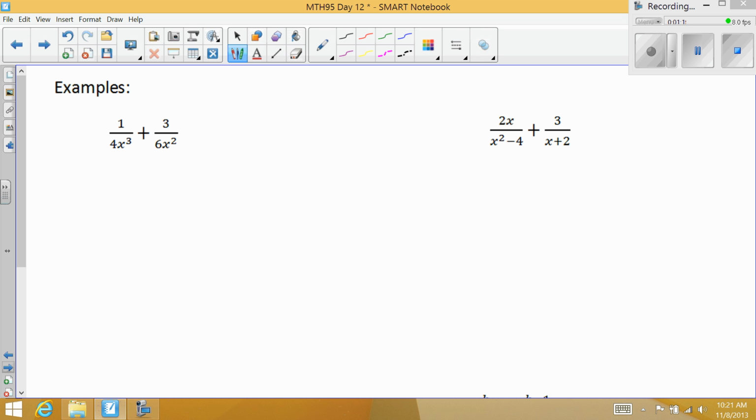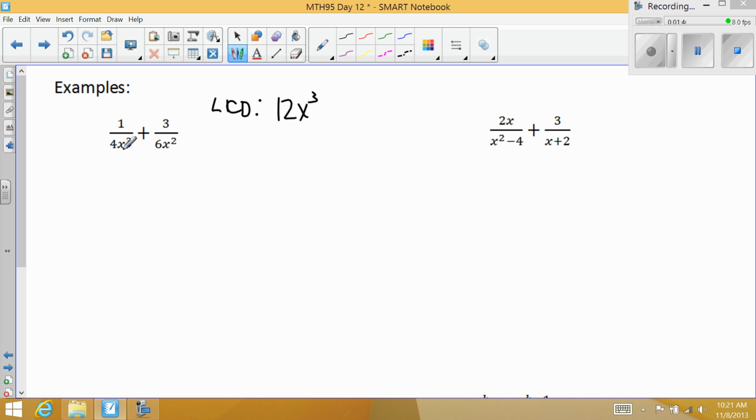Okay, these first two shouldn't be too bad. The first one, the least common denominator, with the 4 and the 6, looks like 12. 2 times 2, 2 times 3. So least common denominator would be the 12, and then we'd need the x cubed, the x with the larger exponent. So let me just make a note here on this side, LCD, 12x to the third.